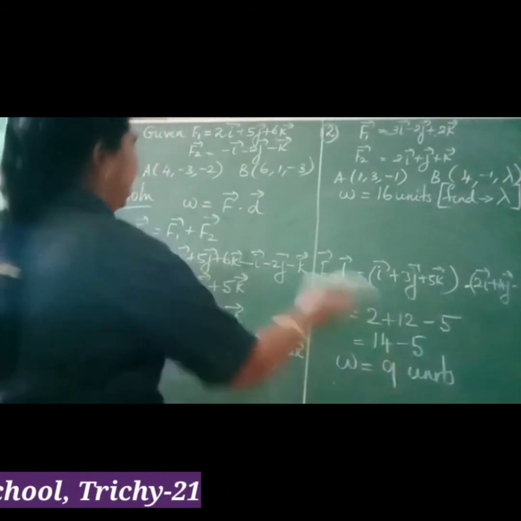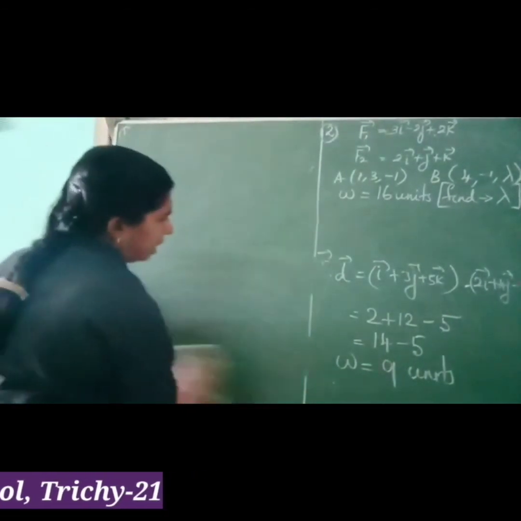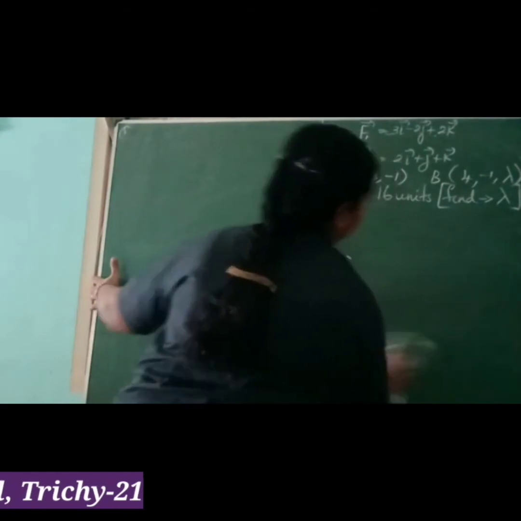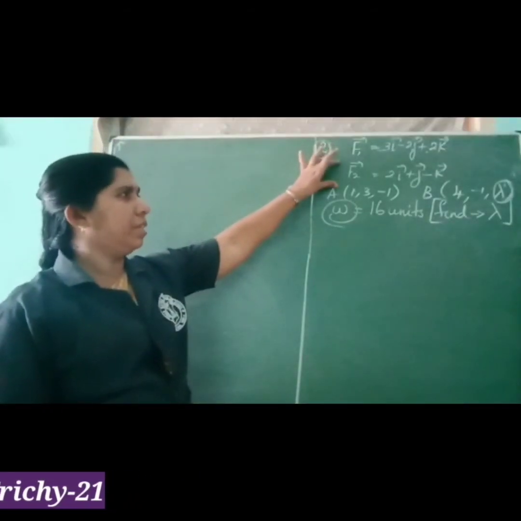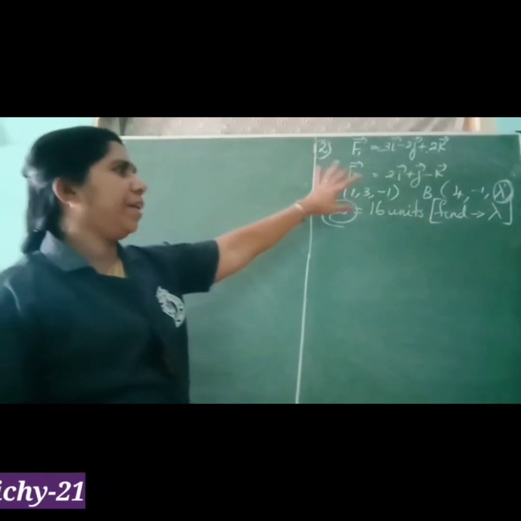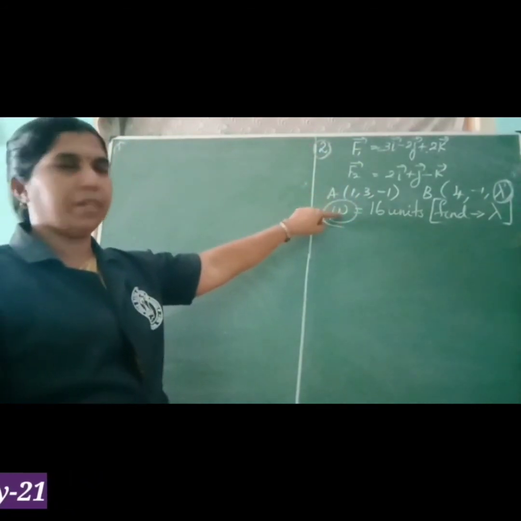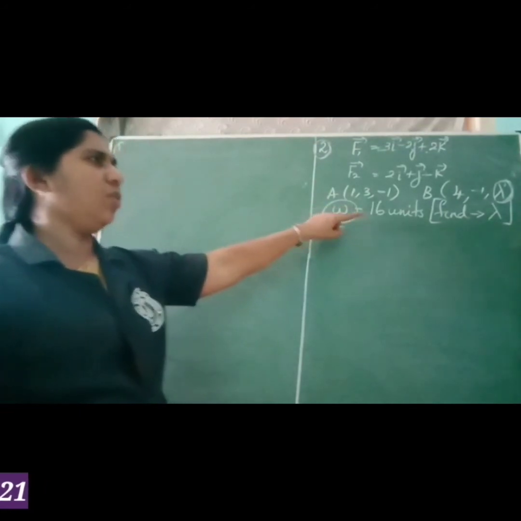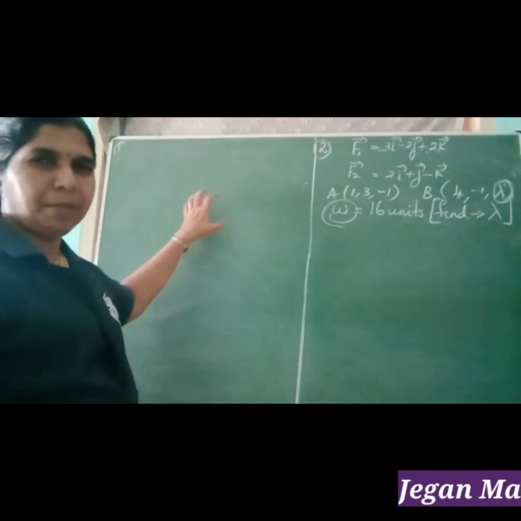The next question is same model but only one difference is there. Here also two different forces are given. 2 points A and B are also given. But the work done answer is also given. Here we want to find out the unknown value lambda. The formula is same, only what we have completed in the previous sum.